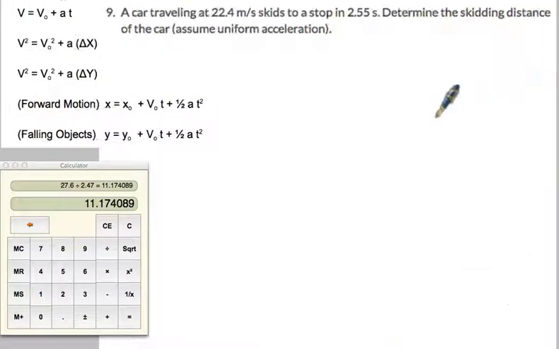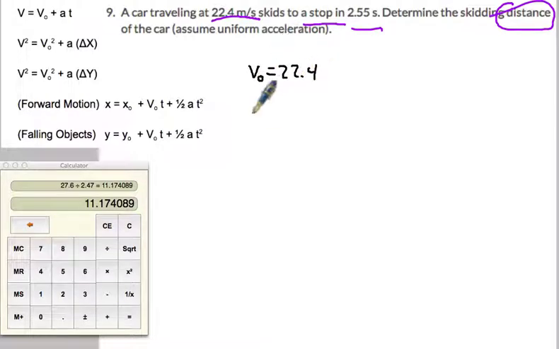Last one. This is number 9 from the website. A car traveling at 24 meters per second skids to a stop in 2.5 seconds. Determine the skidding distance of the car. So we need to find distance now. So I would like you to pause the video and try to just do the setup. Okay, here's the answer. It's traveling at this and then stops. So this is our starting velocity. Comes to a stop. We know our time. We need to find our distance.